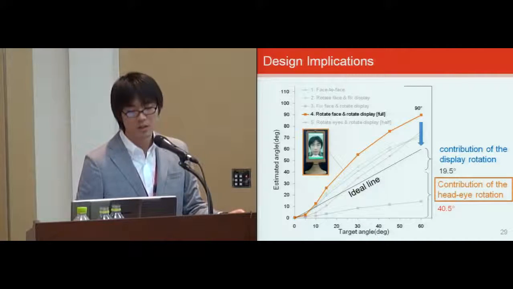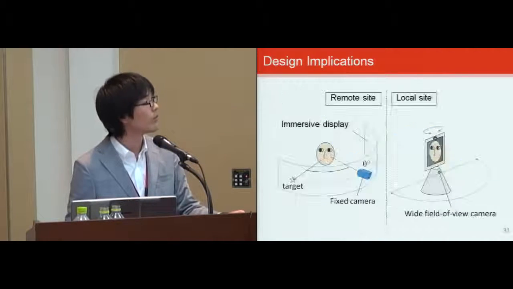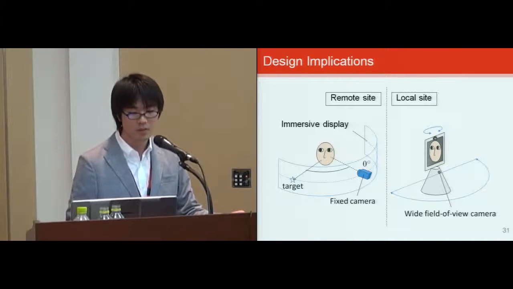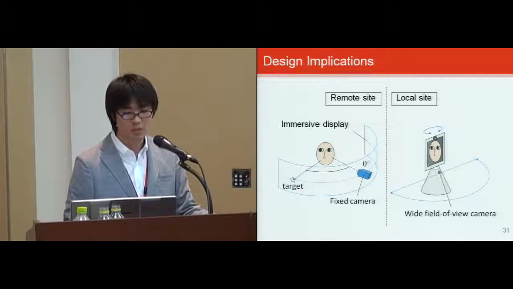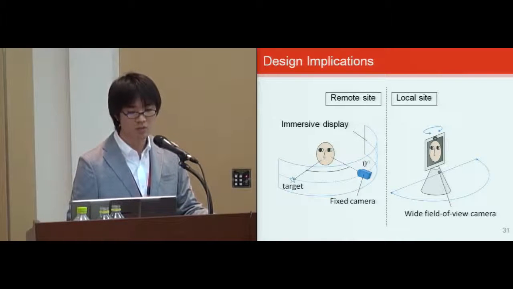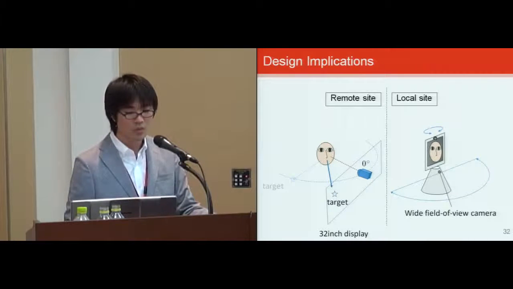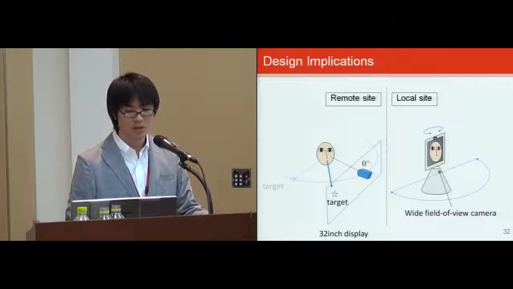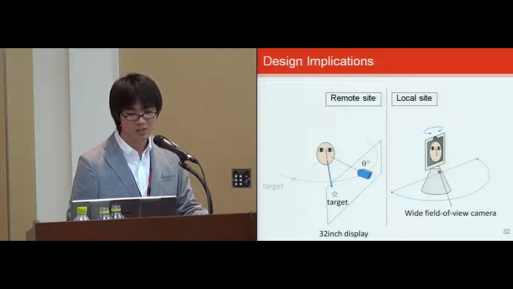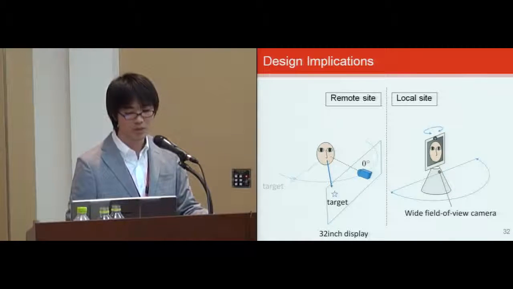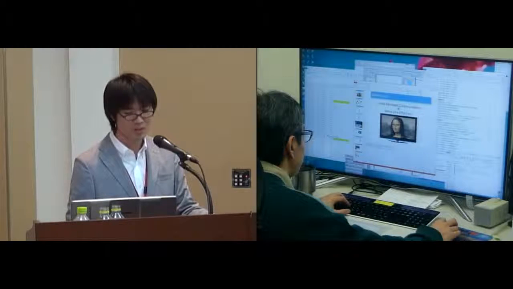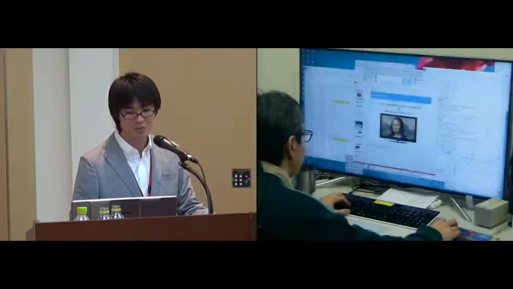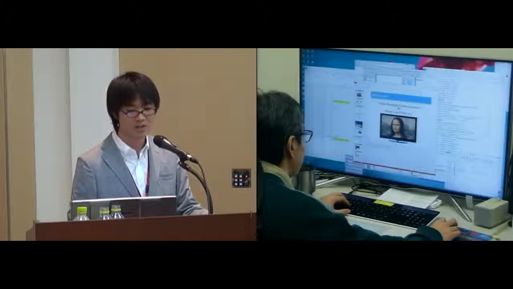In fact, it is not so difficult. This is the system that we've assumed for condition 4. By reducing the display size for the remote participant to 32 inches, we can reduce the head-eye rotation of the remote participant. Some of you may think that using a 32-inch display for office work is too much, but don't worry. It is way smaller than my supervisor's 40-inch display.